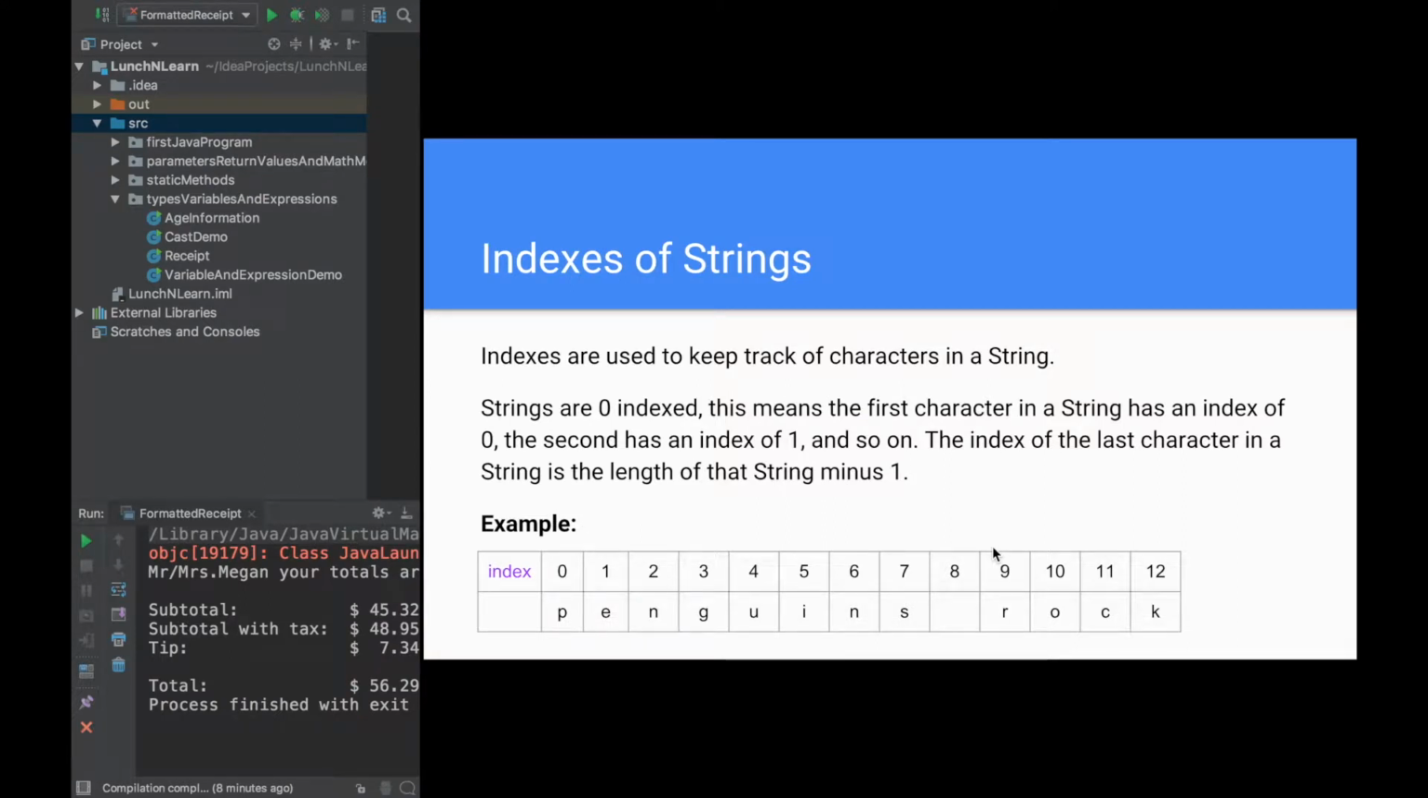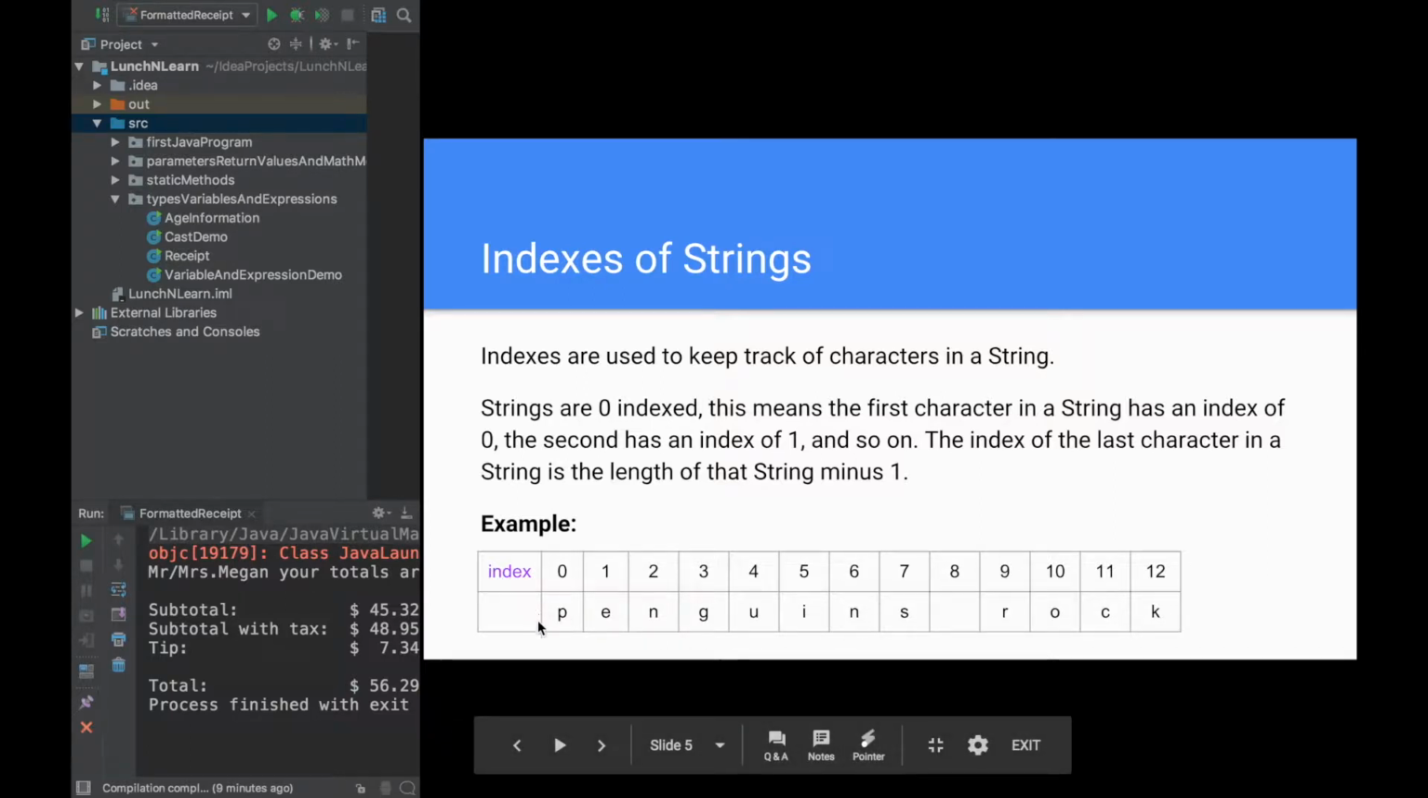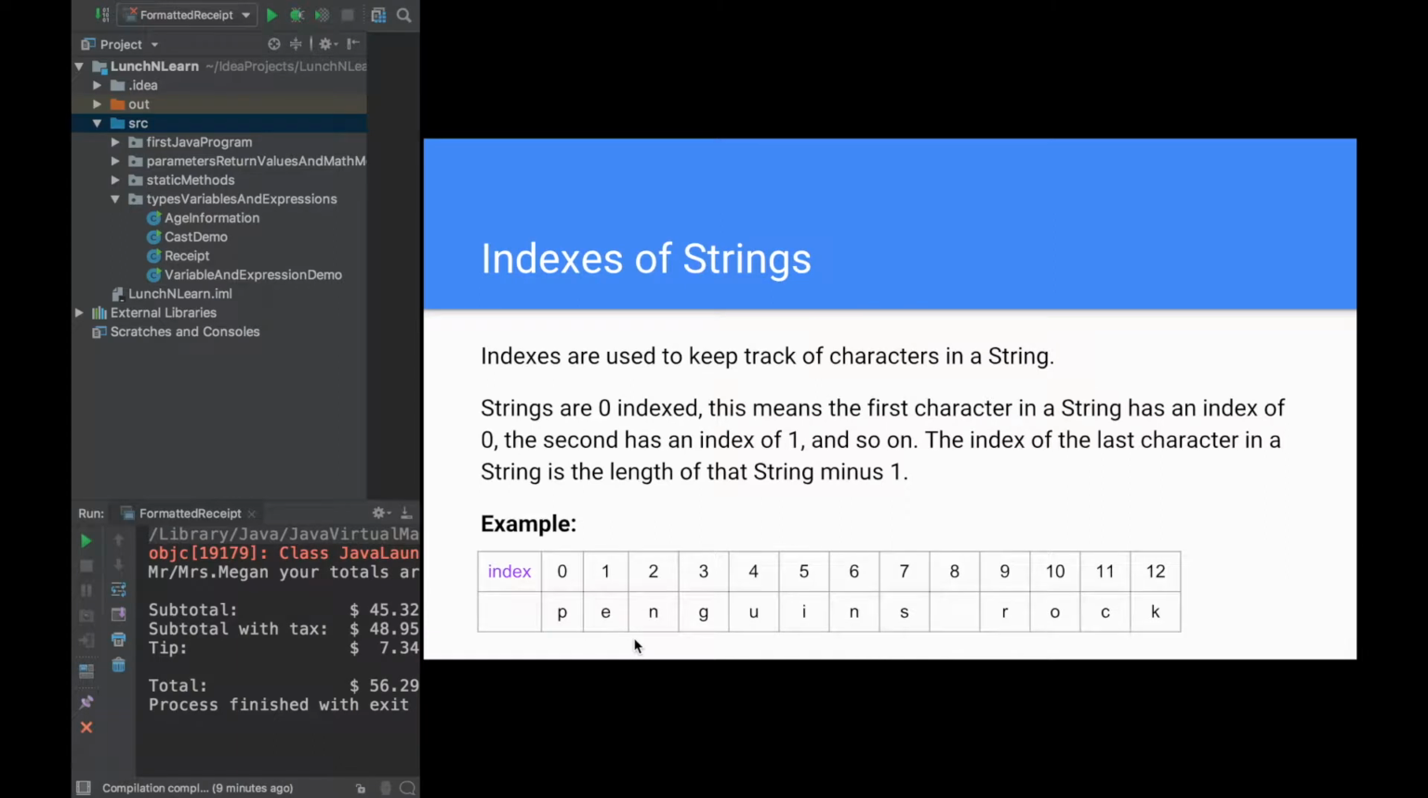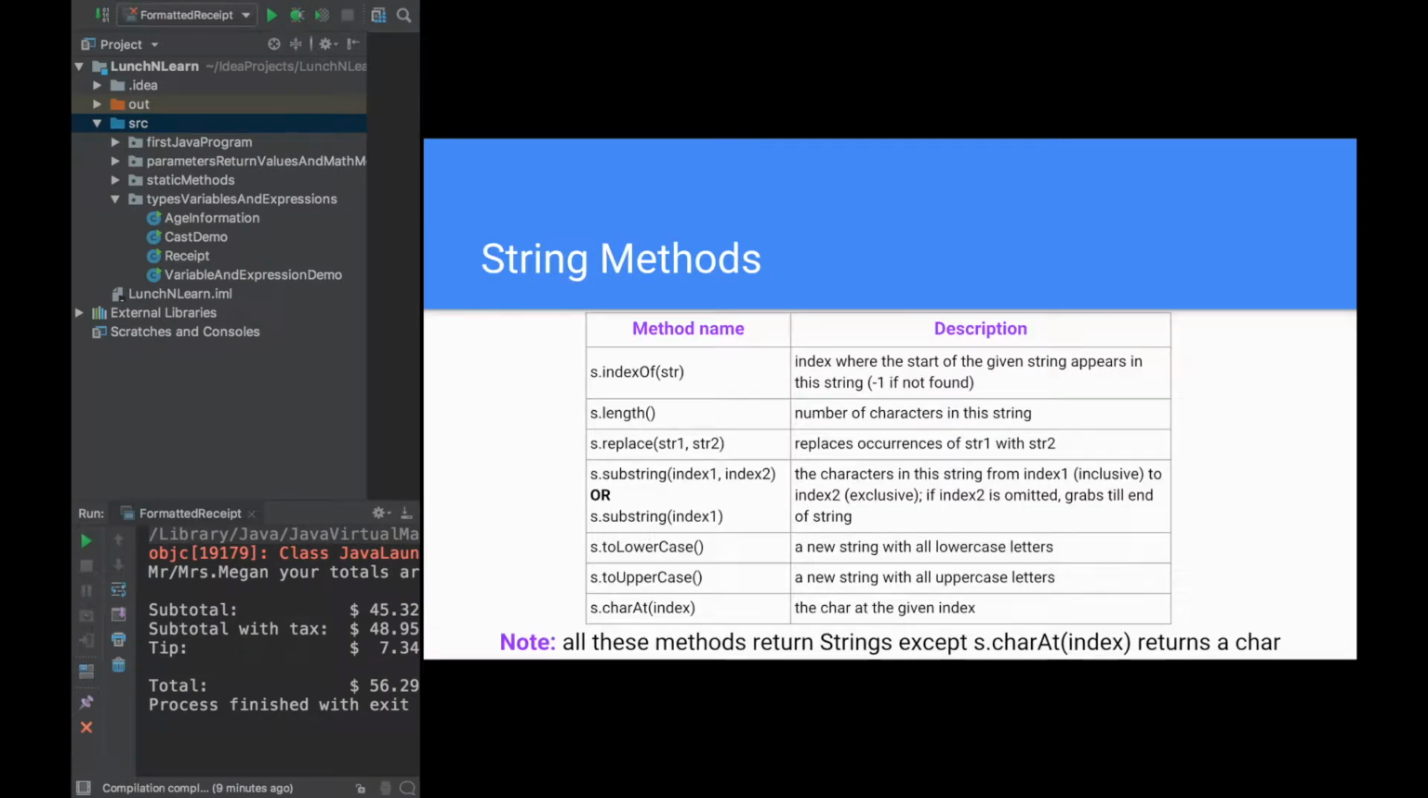So indexes of strings. Indexes are used to keep track of characters in a string. And strings are zero indexed, which means the first character in a string has an index of 0, the second has an index of 1, and so on. The index of the last character in a string is the length of that string minus 1. So here's an example. The string "penguins rock". The index of p is 0, and the index of k is 12. And everything in between has indexes that go accordingly.